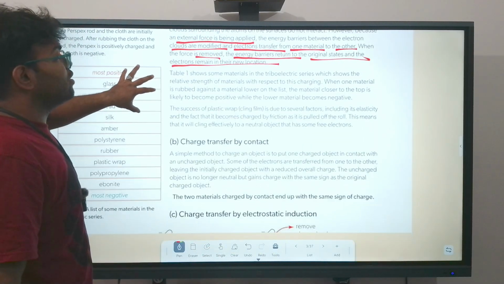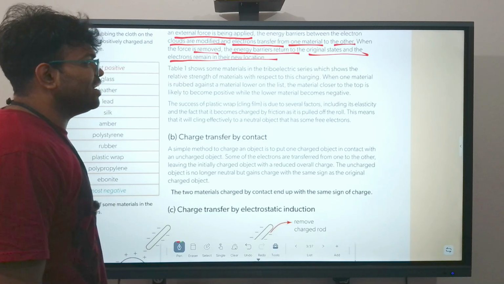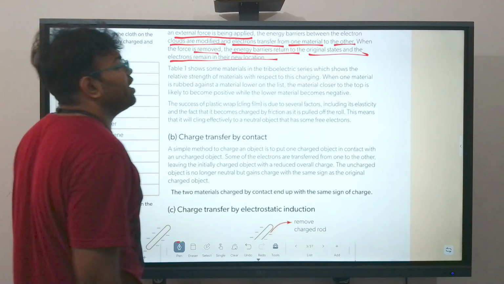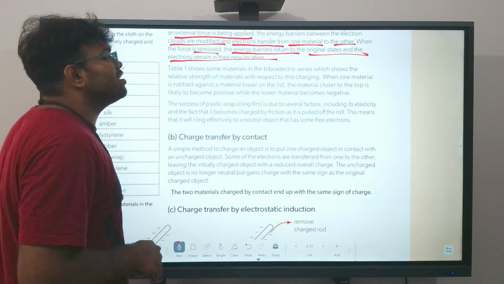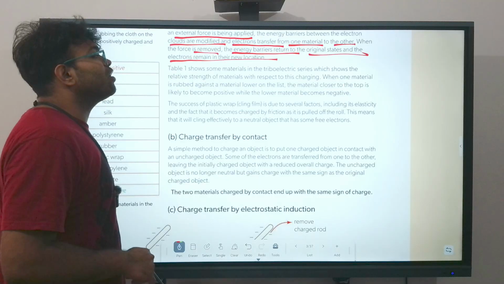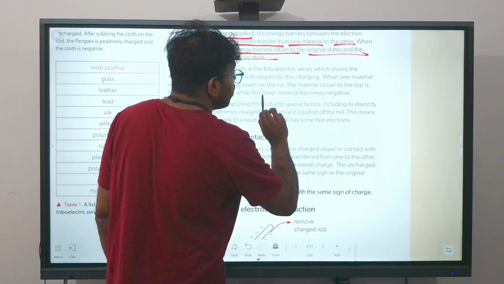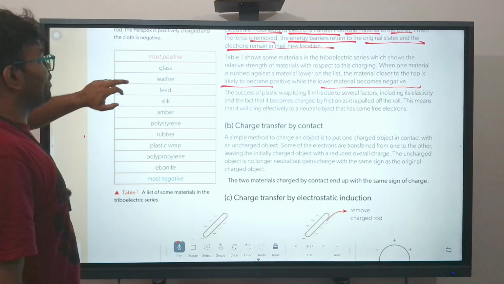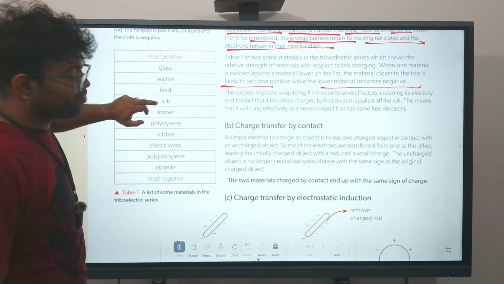Now, table 1 shows some materials in the triboelectric series, which show the relative strength of materials with respect to their charging. When a material is rubbed against a material on the list, the material closer to the top is likely to become positive, while the lower materials become negative. So, look at this. If glass is rubbed with silk, glass becomes positive, silk becomes negative.